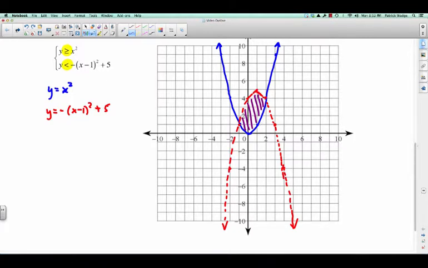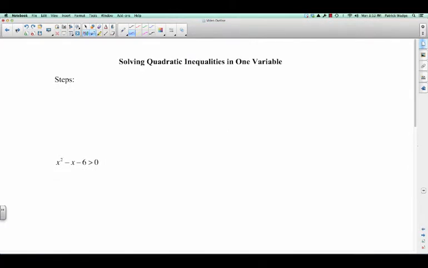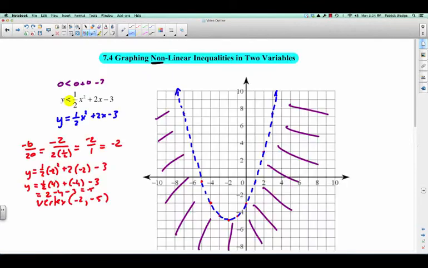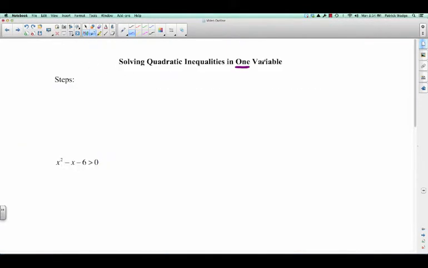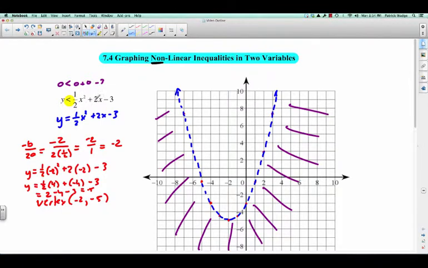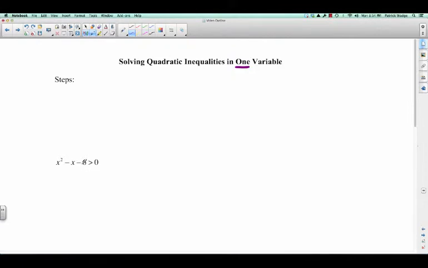Okay, now for something kind of different, but actually totally related. What we're going to do now is solve quadratic inequalities in one variable. On the previous page, we were looking at graphing in two variables. Now we're going to solve in just one variable. What's different between these, x squared minus x minus 6 is greater than 0, and things like this? What's different is there's a y on this side, and there's not a y here. So what's kind of happened is we've replaced the y with a 0.